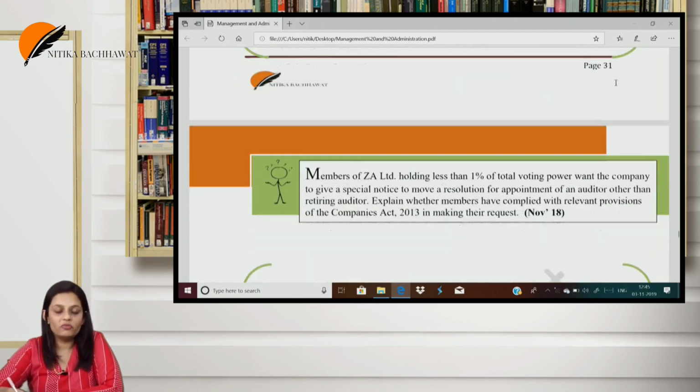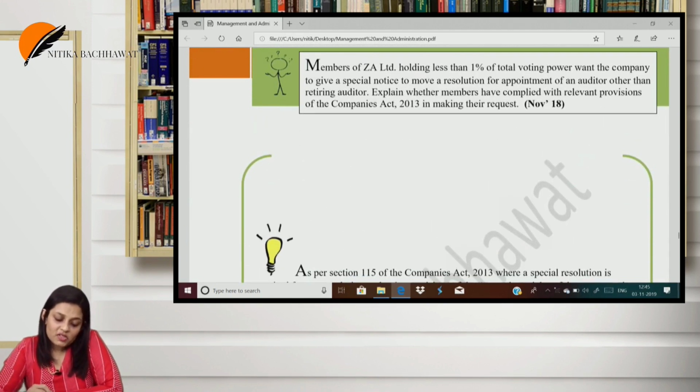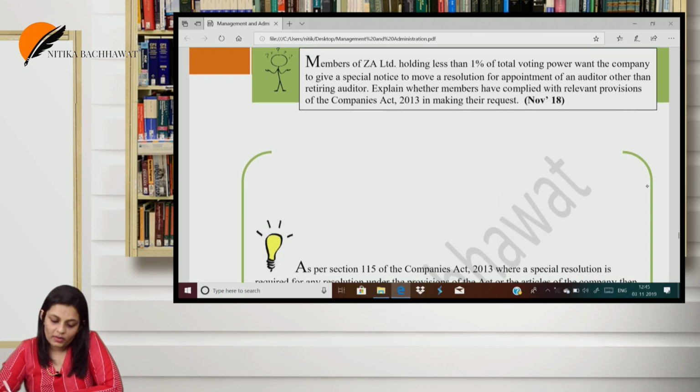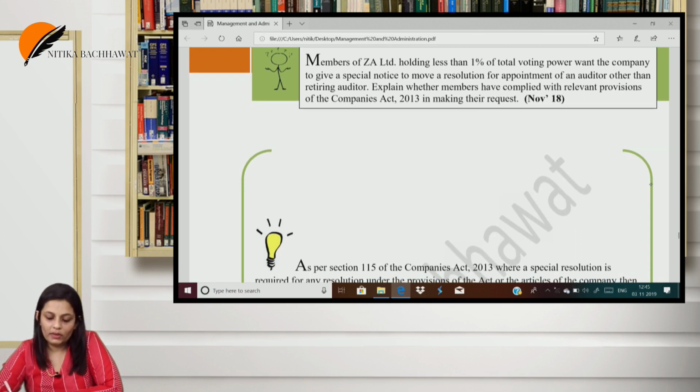It is the procedure of postal ballot. Members of ZA Limited holding less than 1% of the total voting power want the company to give a special notice to move a resolution for the appointment of an auditor other than the retiring auditor. Explain whether the members have complied with the relevant provisions of the Act.